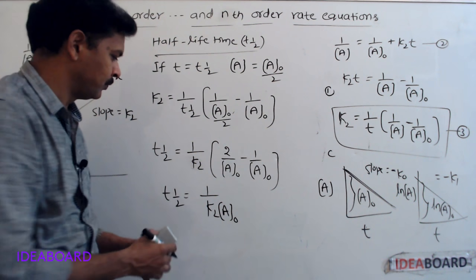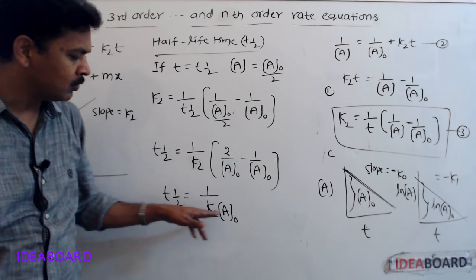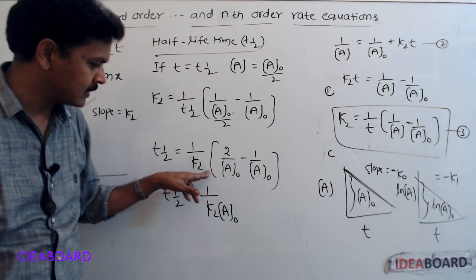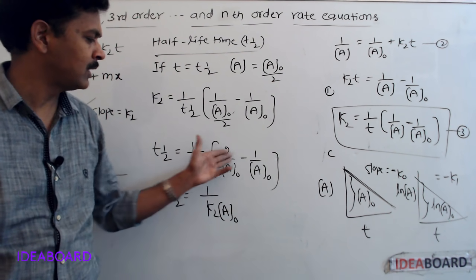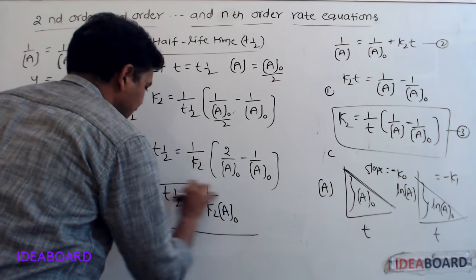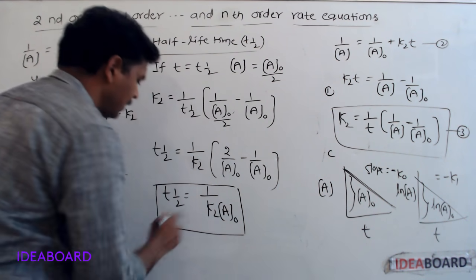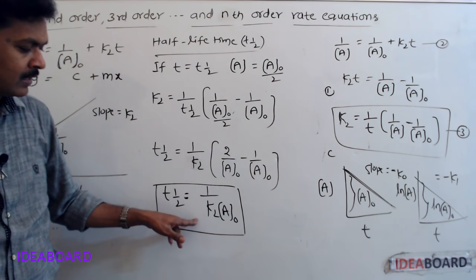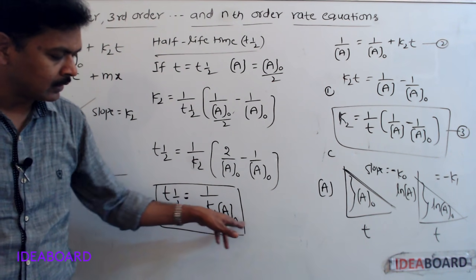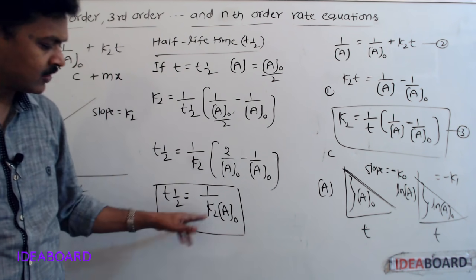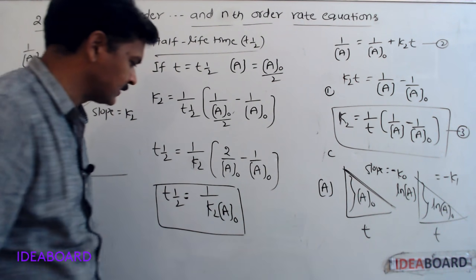T half is equal to 1 by K2 A naught. Here A naught is common: 1 by K2 A naught into 2 minus 1, and 2 minus 1 is 1. So T half is 1 by K2 A naught. For a second order reaction, the half-life T half is equal to 1 by K2 into the initial concentration of the reactants. This K2 is the second order rate constant, and A naught is the initial concentration.